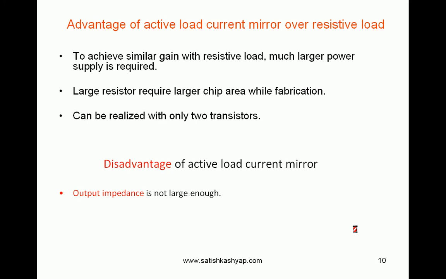The disadvantage of active load current mirror is output impedance. We are assuming that it is high, but it is not large enough. Even though it is high, ideally it should be infinite, but it is not that large. So we have to improve this output impedance so that it can act as an ideal current source. These are the advantages and disadvantages of current mirror over passive resistors.